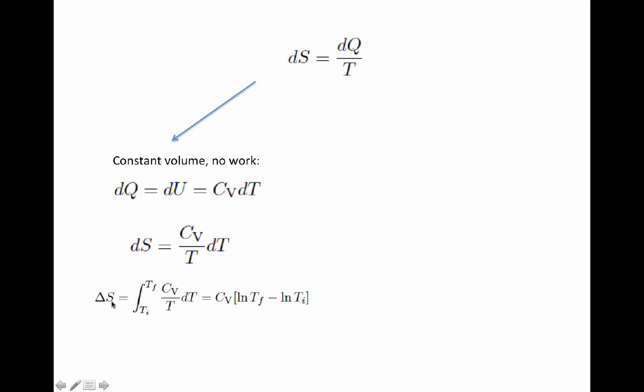So the change in entropy during a constant volume process is given by the heat capacity at constant volume times log of the final temperature minus log of the initial temperature, which using the property of logarithms can be written more simply in this form here.